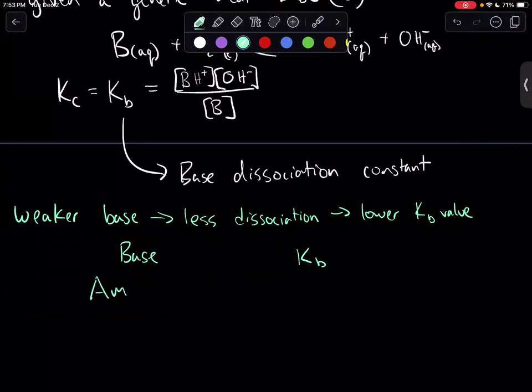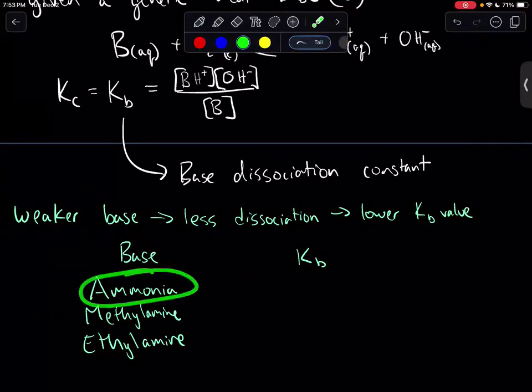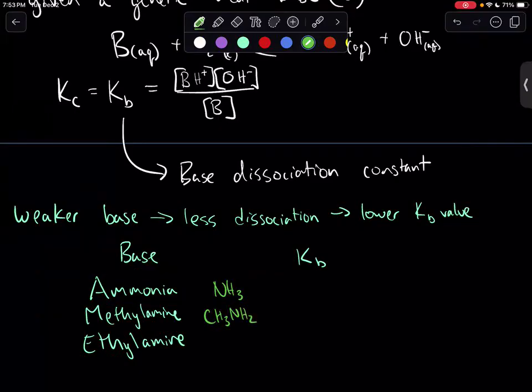We can look at ammonia, methylamine, and ethylamine. Again, we're following the same trend. Ammonia has no carbons. It's just NH3. Methylamine has one carbon, CH3NH2. Ethylamine has two carbons. Actually, I'll write out the structural formula.